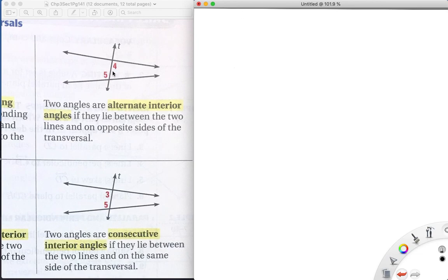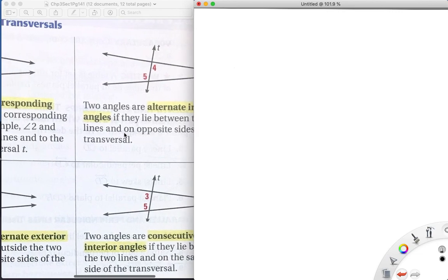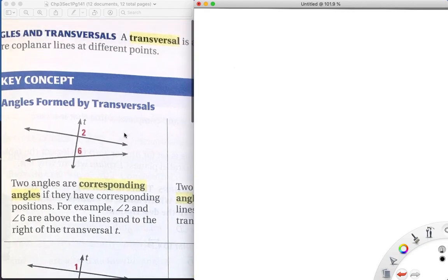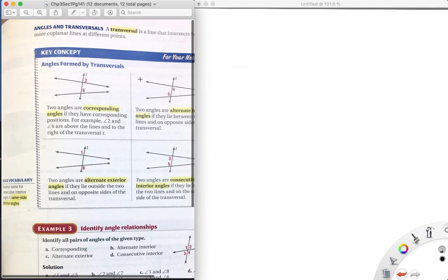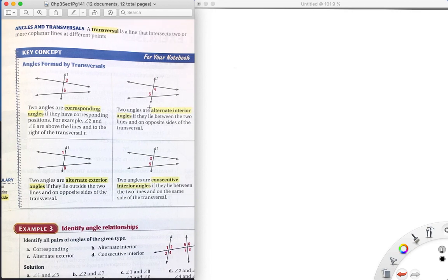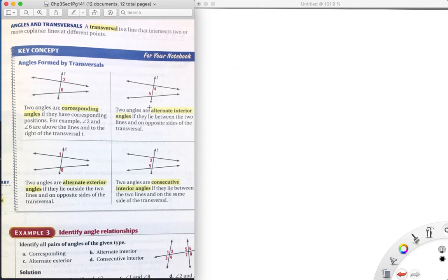Then we have something called alternate interior angles. 4 and 5 would be considered alternate interior. We have these two lines, and this line that cuts across both of them. It says two angles are alternate interior if they lie between the two lines of a plane on opposite sides of the transversal. We're using the word transversal. So a transversal is a line that intersects 2 or more coplanar lines at different points.